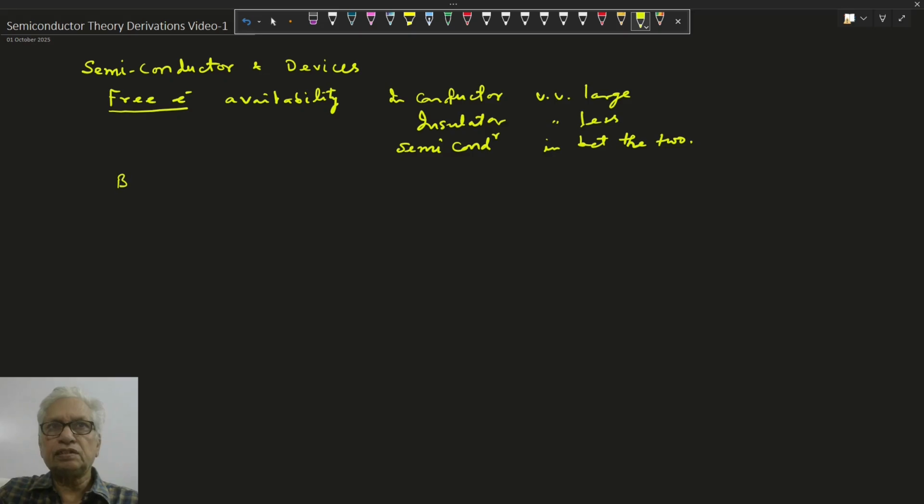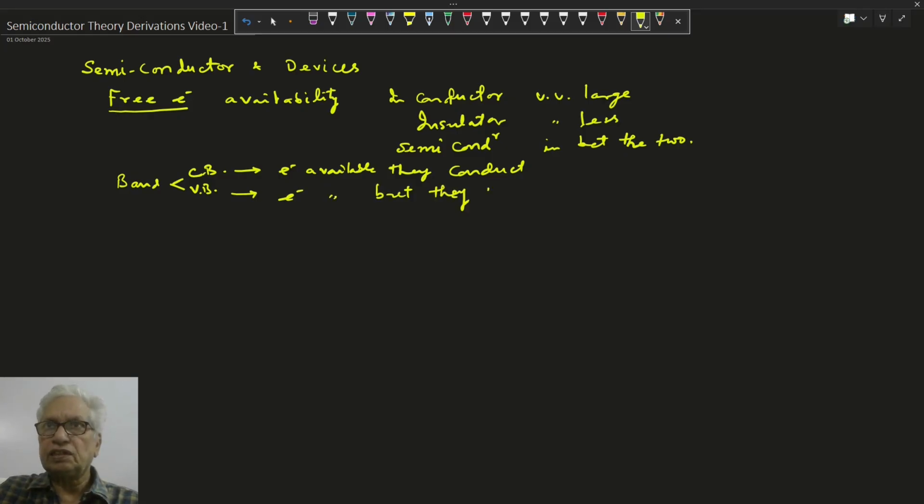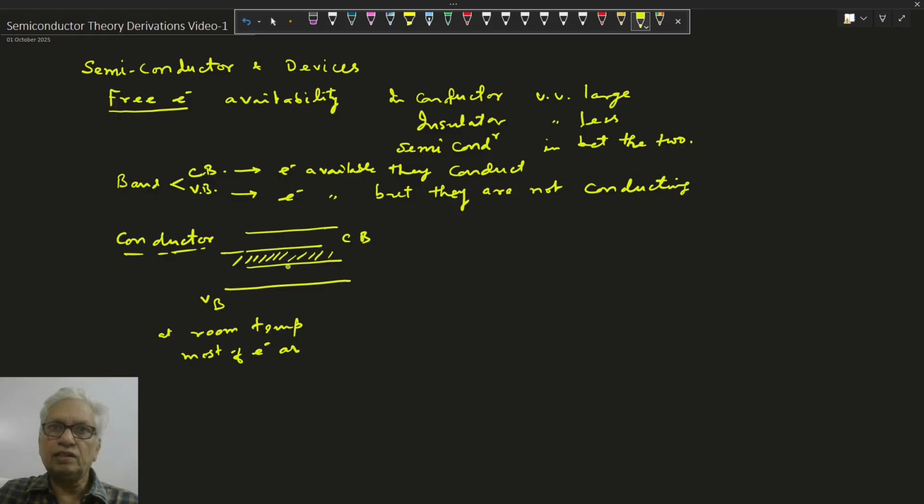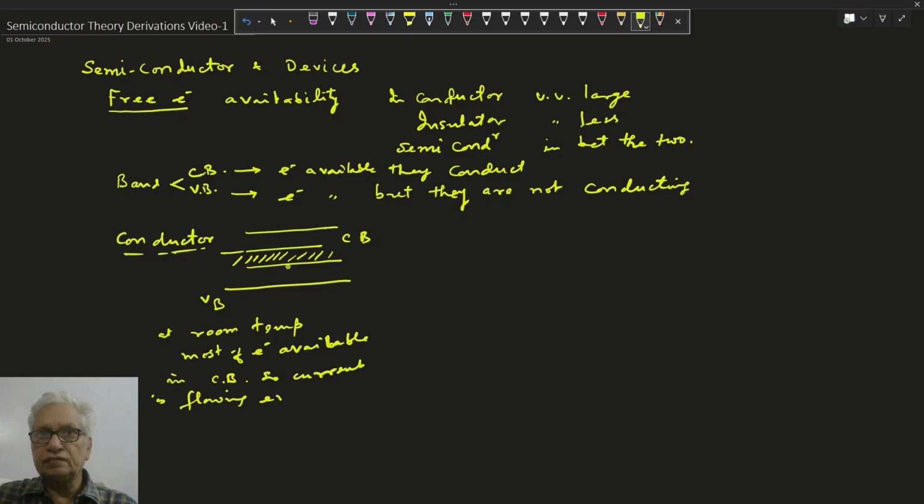In band theory, there are two bands, the conduction band and the valence band. In the conduction band, if electrons are available, they conduct. In the valence band, electrons are available, but they are not conducting. In a conductor, the valence band and the conduction band overlap. At room temperature, most electrons are available in the conduction band, so current flows even with a very small potential difference.